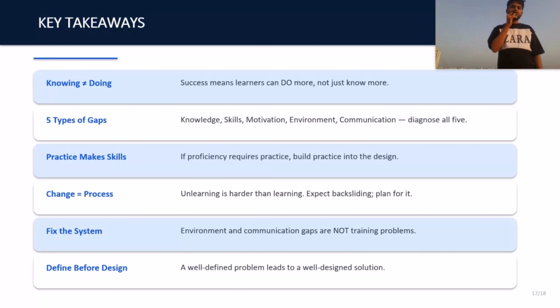We learned about the five types of gap: knowledge, skill, motivation, environment, communication. If you are diagnosing, consider all the factors. Practice makes skill. If you want someone to do something skill-related, practice matters. If you want to make a change, you can't just provide one explanation video and expect that to bring change. Change is a process. It takes time, it takes practice.